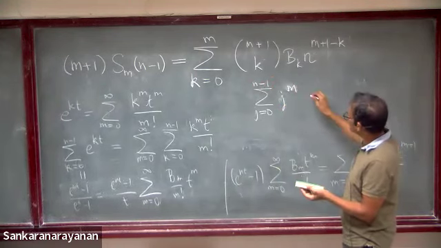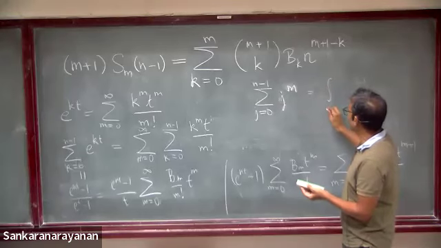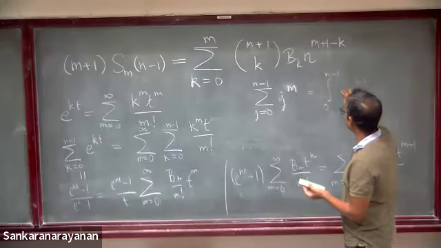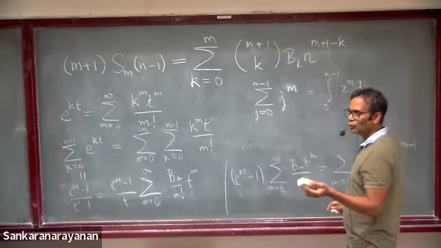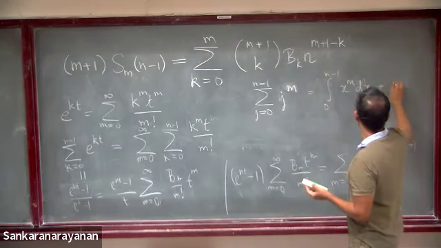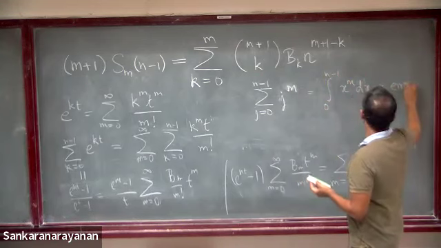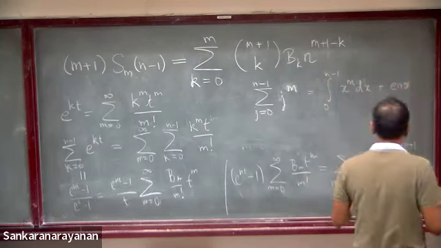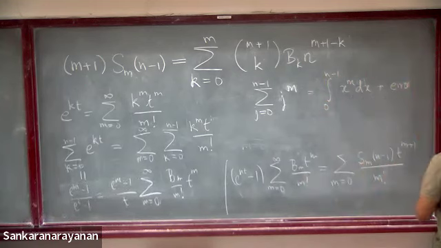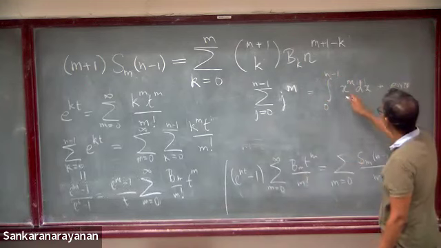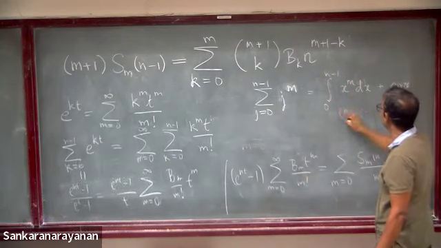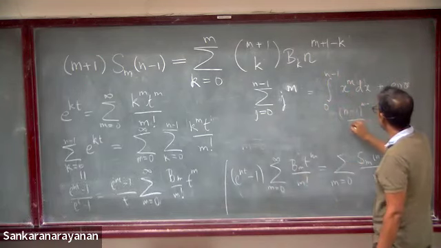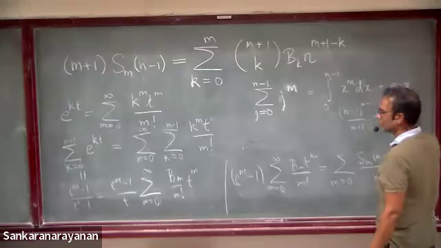Right. This is more or less equal to the integral from 0 to n minus 1 of x to the m dx. Not quite. There's some error term. Actually, if you look at what this is, x to the power m plus 1 divided by m plus 1. So this will be n minus 1 to the power m plus 1 divided by m plus 1 plus some other stuff.